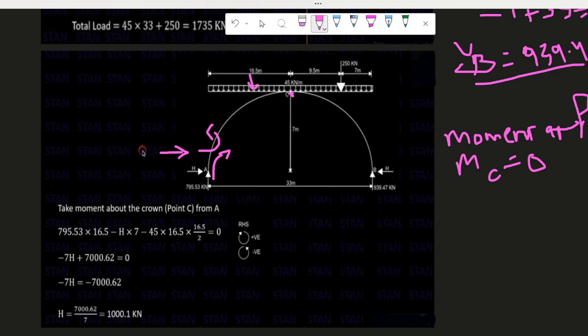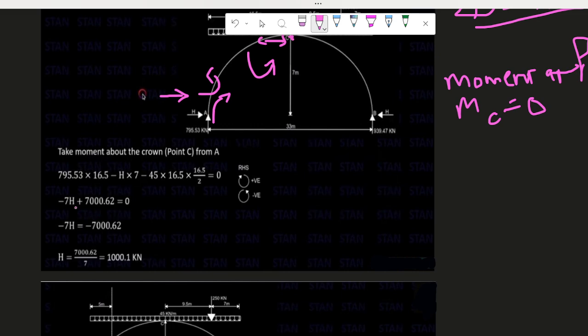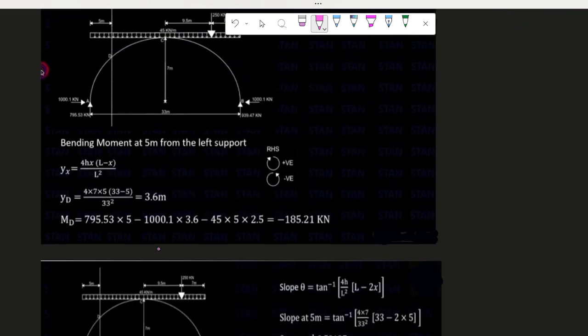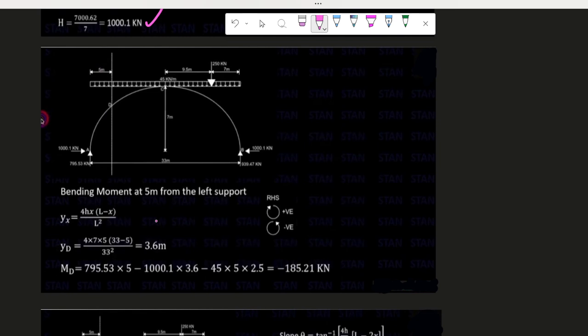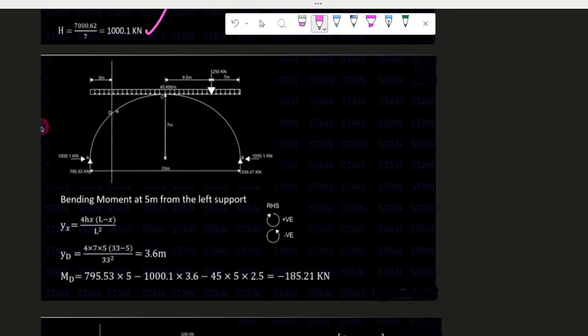is converted into a point load acting at half the distance, 16.5 by 2. This load is acting anti-clockwise, so we take a minus sign. Solving this, the horizontal thrust equals 1000.1 kilonewtons.